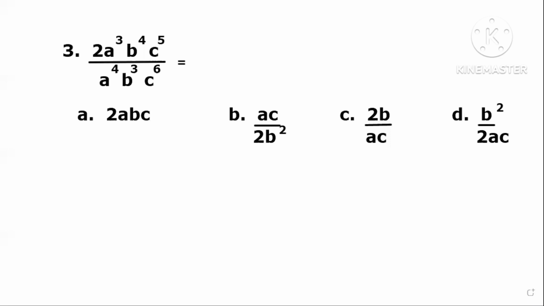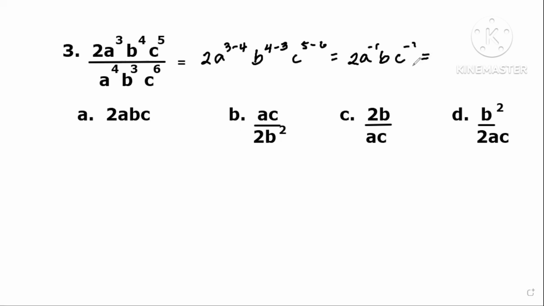Okay, problem number 3. 2a cubed b to the 4 c to the 5 over a to the 4 b cubed c to the 6. So, sa rules on exponents, pag nagdi-divide tayo, sinusubtract natin ang exponents, no? So, we have 2a to the 3 minus 4, b to the 4 minus 3, c to the 5 minus 6. So, this is equal to 2a to the negative 1, b, c to the negative 1.